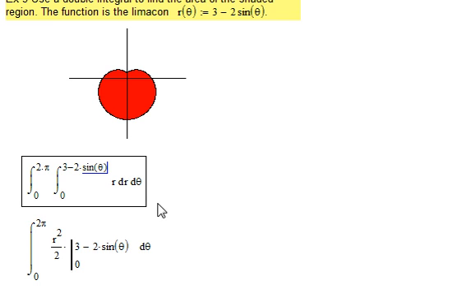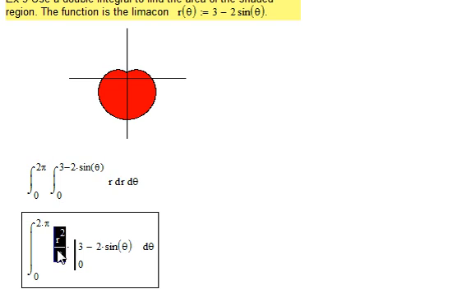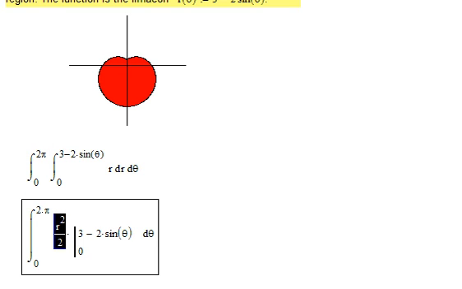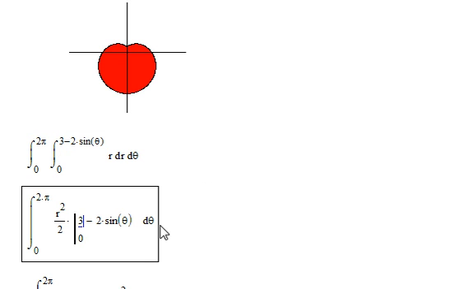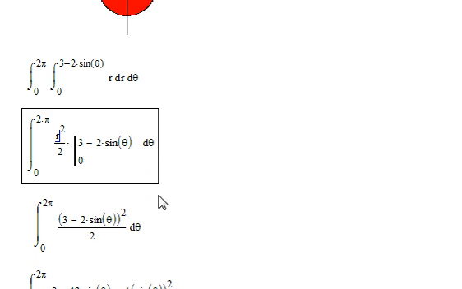So when we integrate first with respect to r, we get r squared over 2. That's easy. But our limits of integration, r goes from 0 to 3 minus 2 sine theta, and that goes in there for r, and it winds up squared. Of course, it's over 2, because that's part of the formula for the integrand.